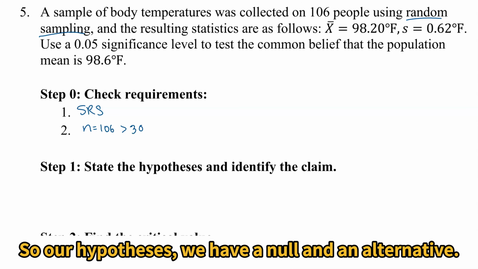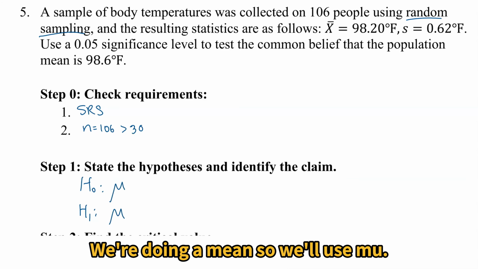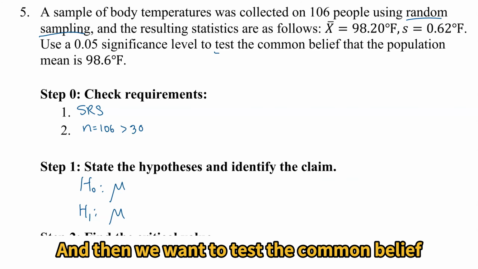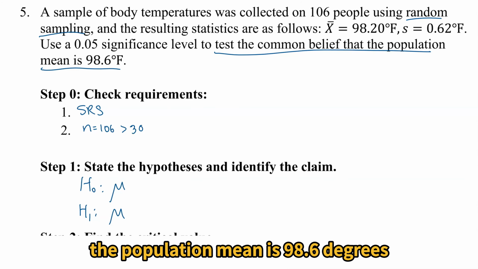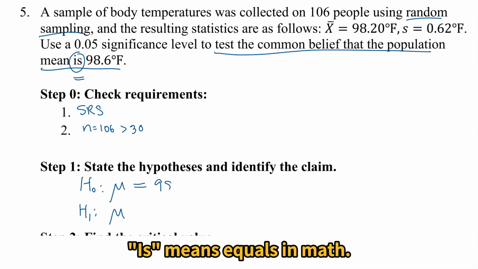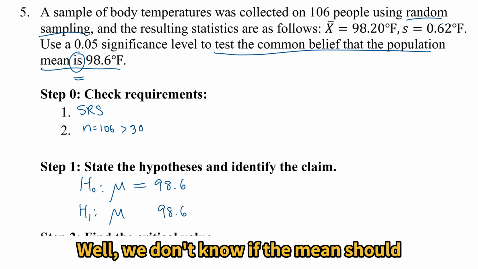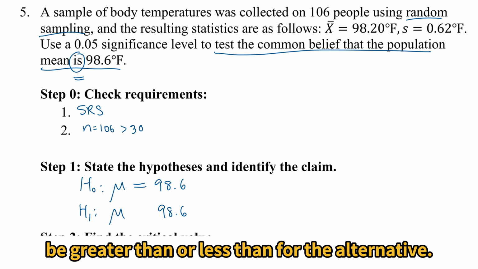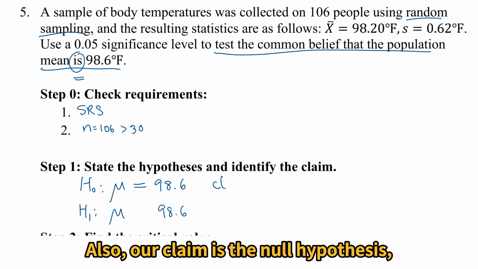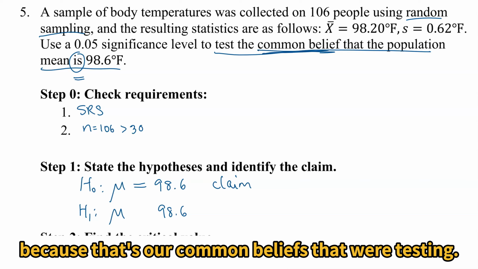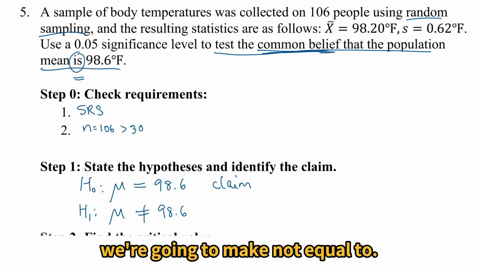We can now state our hypotheses and identify the claim. So our hypotheses, we have a null and an alternative. We're doing a mean, so we'll use mu. And then we want to test the common belief the population mean is 98.6 degrees. Is means equals in math. So we're going to have equals 98.6. How about for that alternative? Well, we don't know if the mean should be greater than or less than for the alternative. Also, our claim is the null hypothesis, because that's our common belief that we're testing. So our alternative hypothesis, we're going to make not equal to.